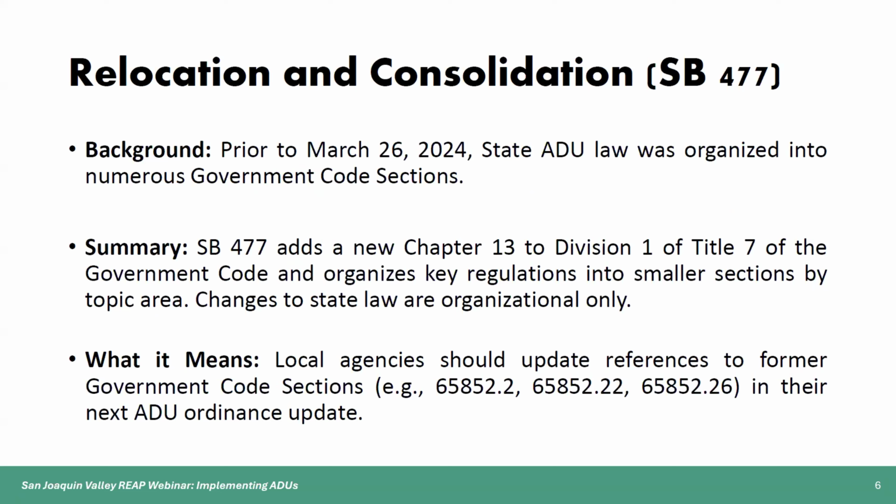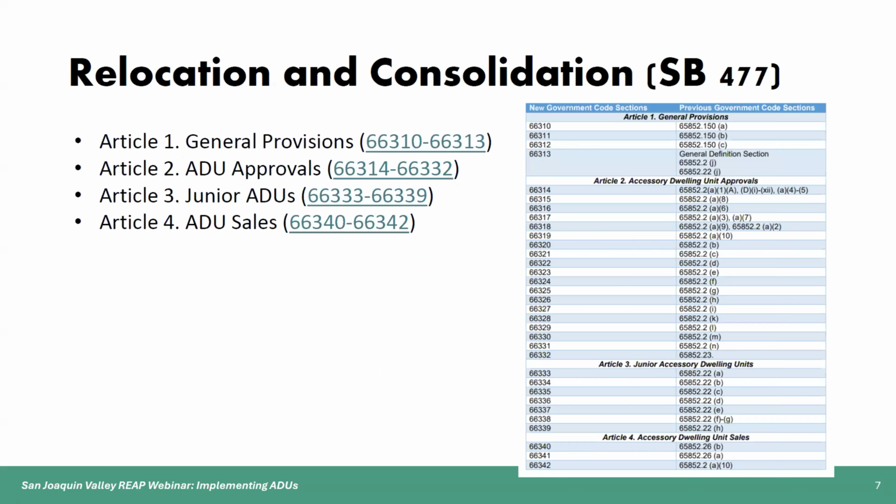So the summary of this bill is that it adds a new chapter, which I'll show you in a second, and organizes the regulations into smaller sections by topic area, which I think is pretty helpful. And these changes are only organizational, so there's no content or substance changes here from this bill. So what it means is when you're updating your ADU ordinance, you should make sure you update any references to 65852 to these new government code sections. Not new, but new location.